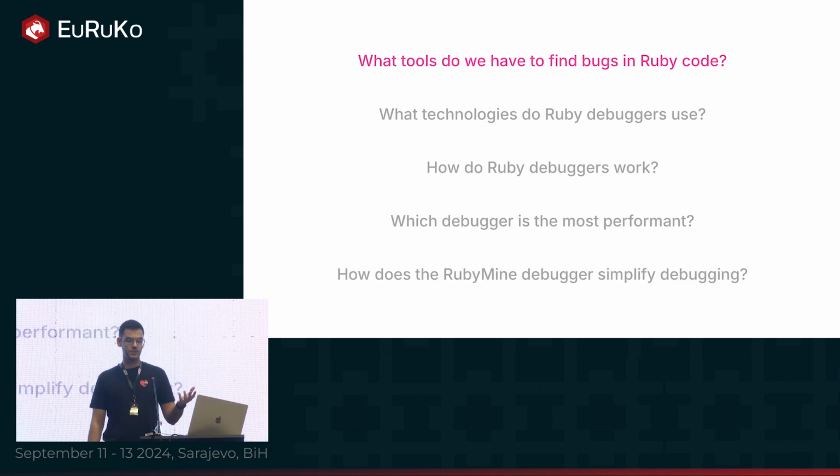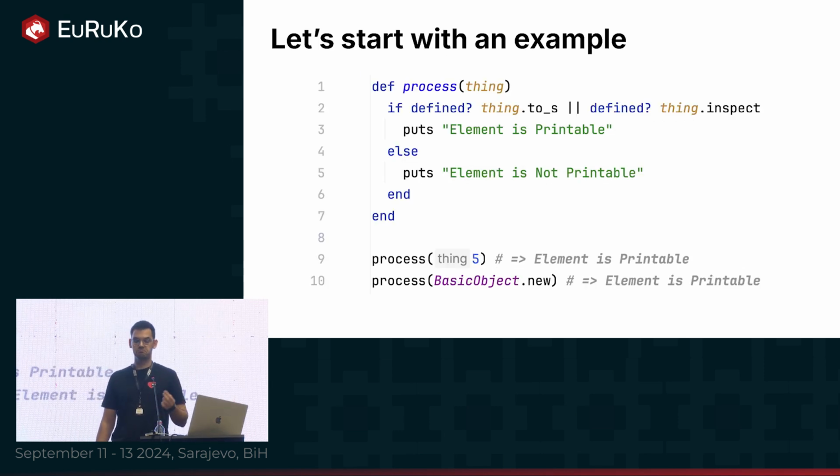Let's start with the first question. What tools do we have to find bugs in Ruby code? Let's start with a simple example. Here we have a method process that takes one argument. In this method, we check whether an argument has toString or inspect methods. If it's true, then we print "element is printable". Otherwise, we print "element is not printable".